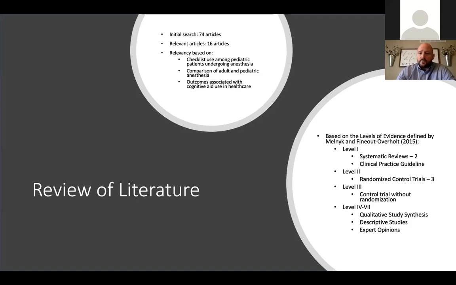Level 1 included 2 systematic reviews and 1 clinical practice guideline. Level 2 included 3 randomized control trials, and level 3 included a control trial without randomization. The remaining 8 articles were determined to be of lower levels of evidence, including synthesis of qualitative studies, descriptive studies, and expert opinions, which were levels 5, 6, and 7, respectively.